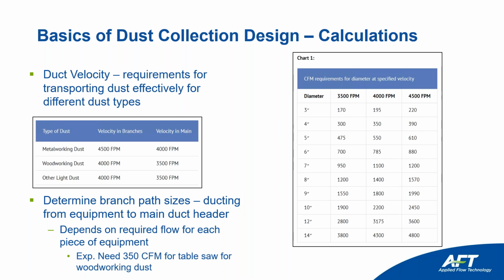So an example is we need 350 cubic feet per minute for the table saw for woodworking dust. For woodworking dust, we would need 4,000 feet per minute, and then 350. So the table saw duct size would be 4 inches in diameter. All right, let me erase that drawing there.